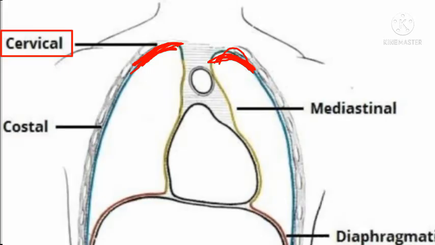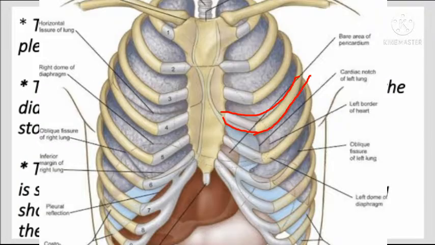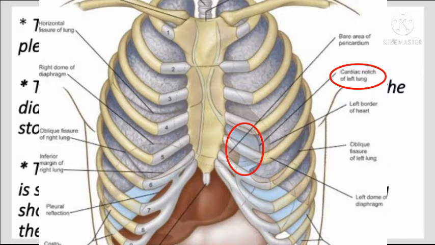This is the cervical pleura, which covers the apex of the lungs. As you can see, the base of the lungs rests on the diaphragm and the diaphragm separates the lungs from the stomach. Here is the fourth costal cartilage and here is the cardiac notch of the left lung.